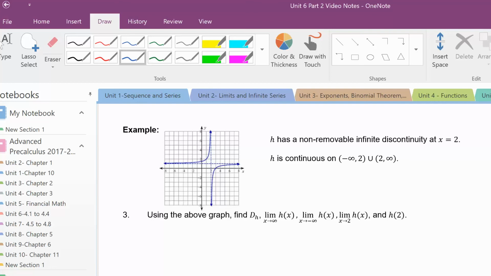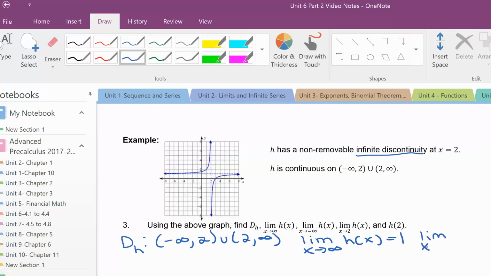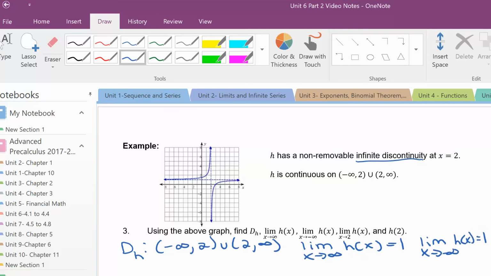The next type of discontinuity is what's called an infinite discontinuity. That is when you have a vertical asymptote and the left and right hand limits are infinite. So if you notice here, the domain of the function is all real numbers except 2, because 2 is a vertical asymptote. The limit as x approaches infinity of the function is going towards 1, and the limit as x approaches -infinity of the function is also 1. That means there's a horizontal asymptote at 1.